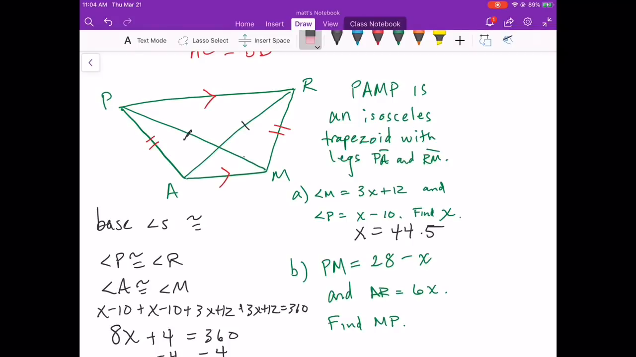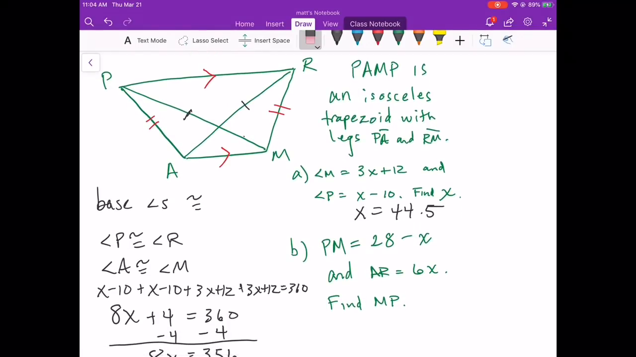All right, so let's work through B. 28 minus x, that's what PM is. So that's this one diagonal, and we know that the diagonals are the same. So 28 minus x is PM, and then AR, which is the same as RA, is 6x. So that means those two things are the same. So I'm going to solve for x, plug it back in, and that'll help me get what MP is.